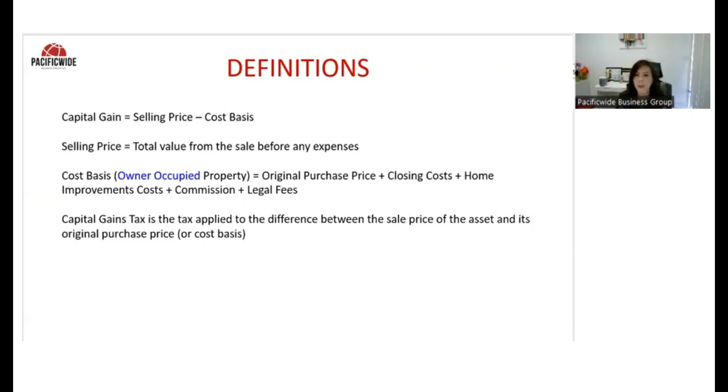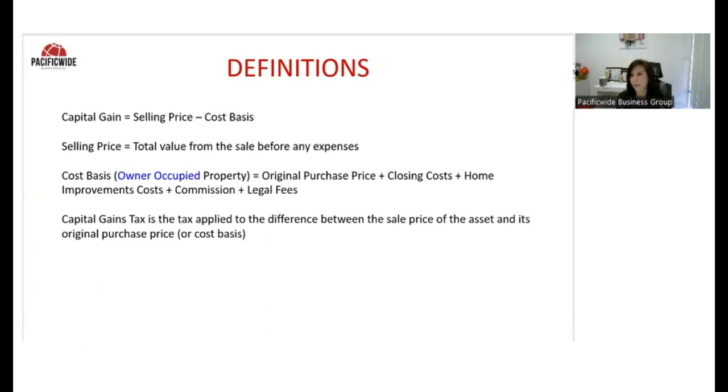Now we talk about the cost basis. In this case, we talk about an owner occupied property, meaning you live in it. You never leave the house. You live in that house for many years. So the cost basis for this one would be the following: the original purchase price, the price that you purchased the home a long time ago, plus the closing costs you paid when you purchased the home long ago.